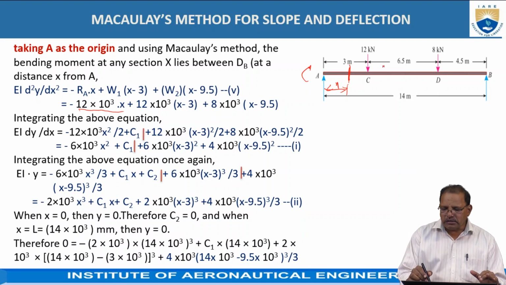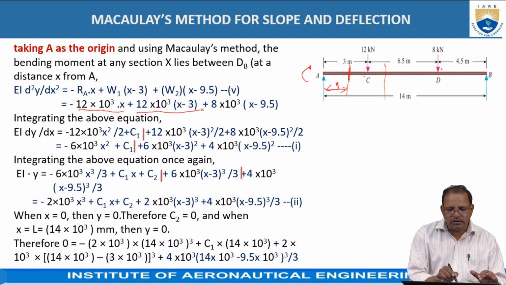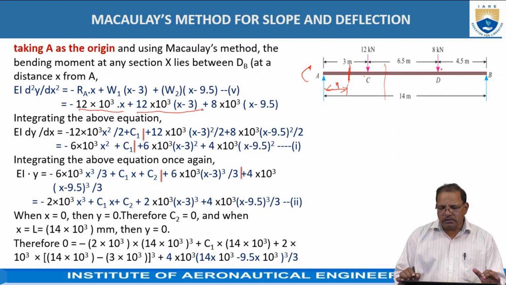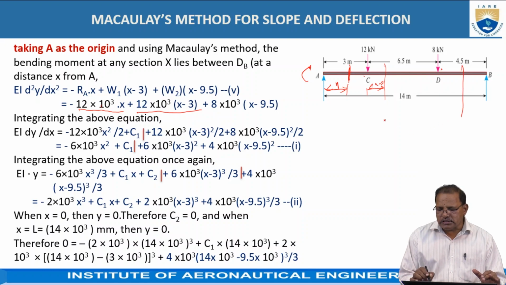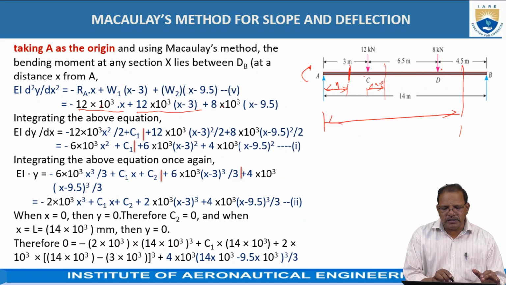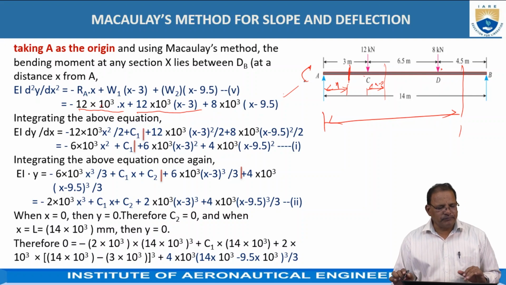When you are considering a point just beyond C, between C and D, just add one more term: 12 into 10 to the power of 3 into (x minus 3). This distance is equal to x minus 3 because the first equation is applicable only up to A and C. When we are considering beyond C, we have to take one more point. If the point lies at a distance between D and B, the additional term we get is 8 into 10 to the power of 3 into (x minus 9.5).